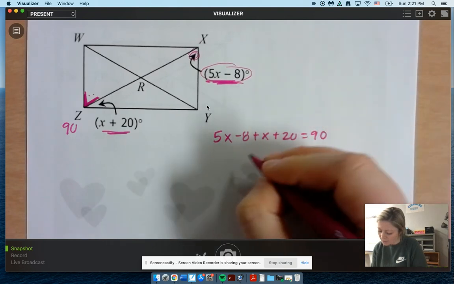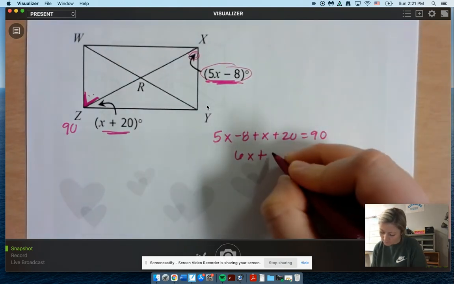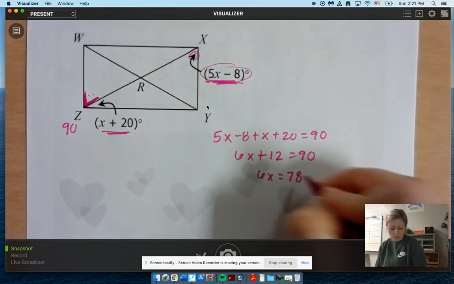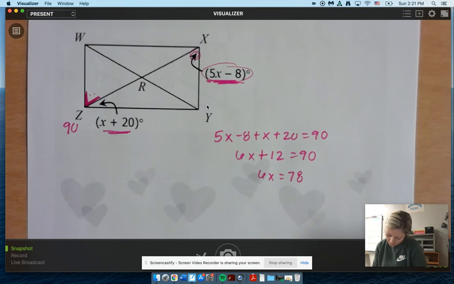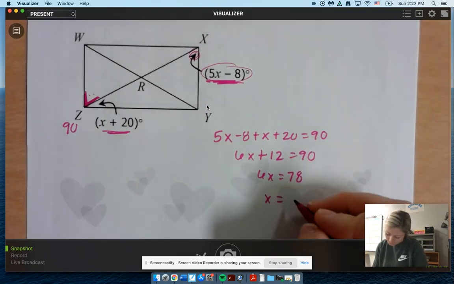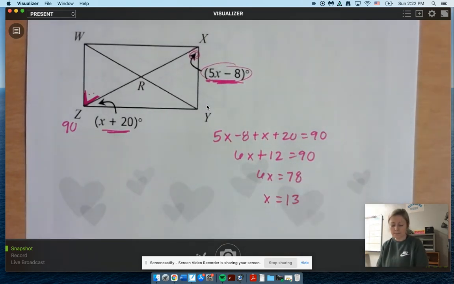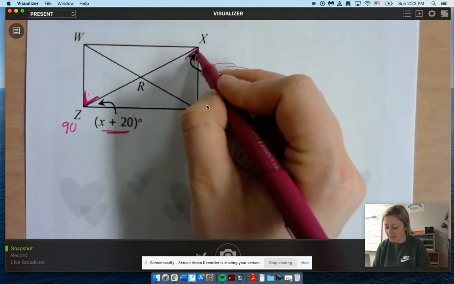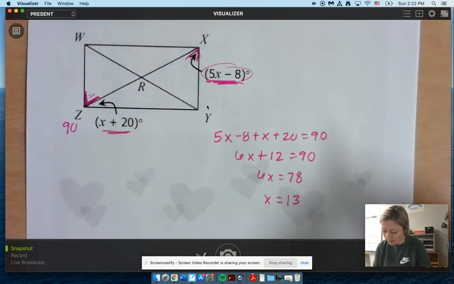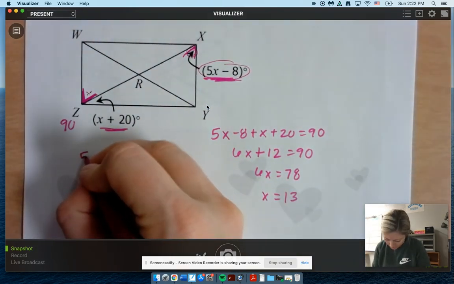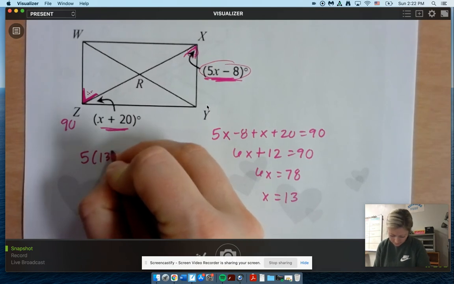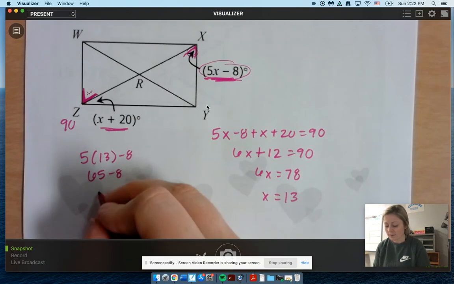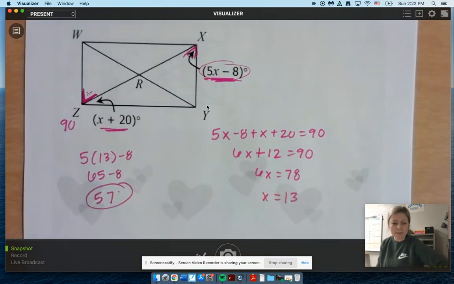Add your like terms. Bring over your 12. Lastly, divide out. You should get x equals 13. And now plug in. So remember, alternate interior is telling us that this is the same as that guy right there. So if I plug in 13, 5 times 13 minus 8, 65 minus 8, 57. 57 degrees.